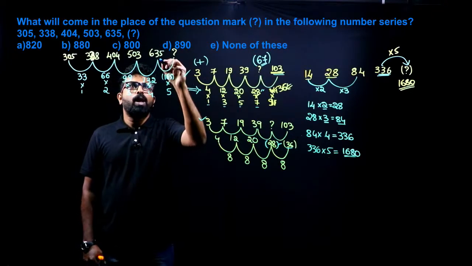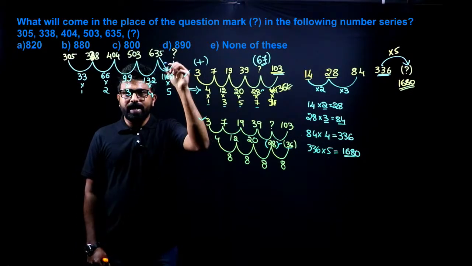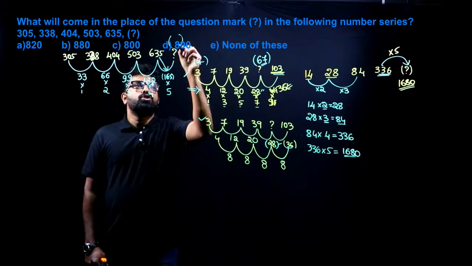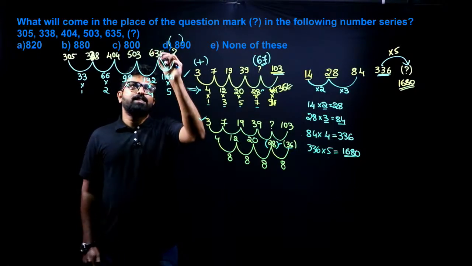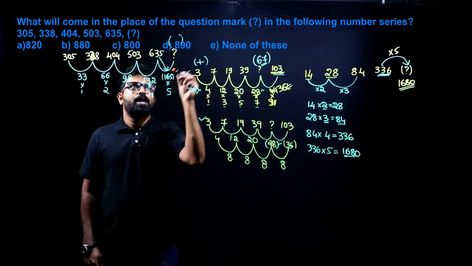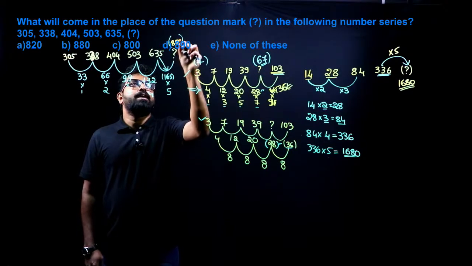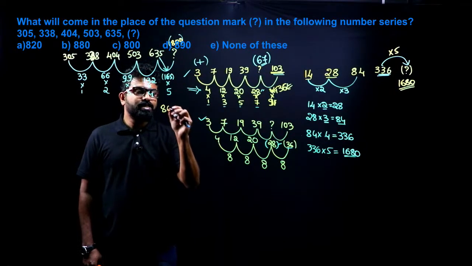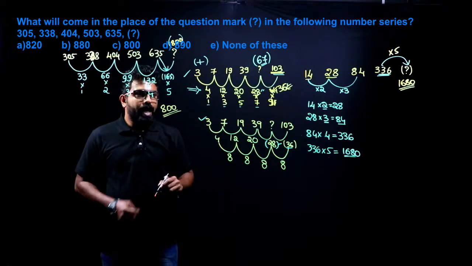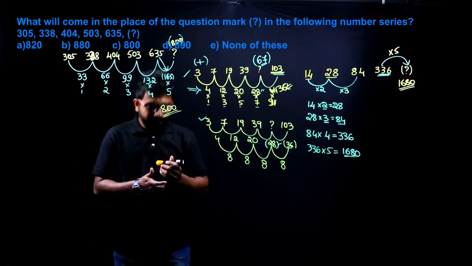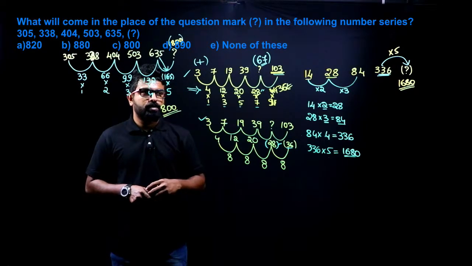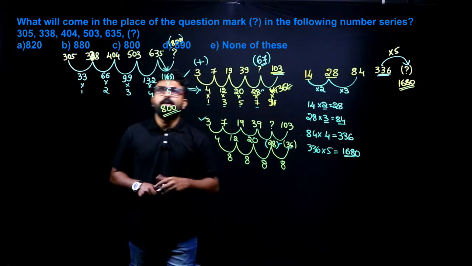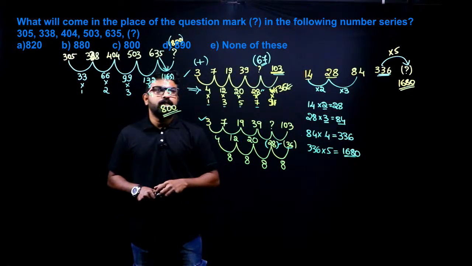So I need to add 165 to 635 to get my final answer. So what will be my final answer here? 635 plus 65 gives me 700, plus 100 gives me 800. So my final answer here is nothing but 800. Am I clear, people? So quickly copy this down. After this, again we'll be resuming this session.